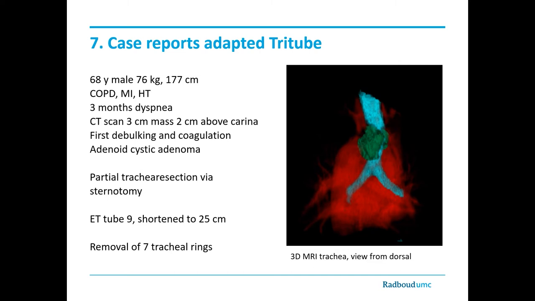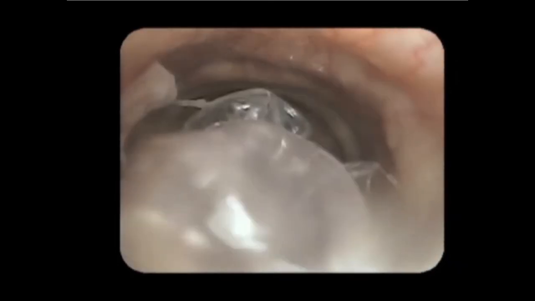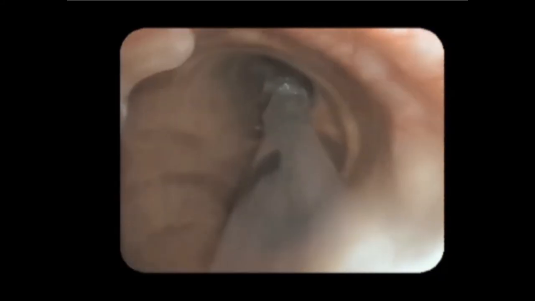First, we put a tube number 9 in, and we shorten this one to 25 centimeters. Then a Tritube with a reduced cuff is inserted. This is the video of the placement of the Tritube. First, it is at the proximal end of the tube, and then the lesion in the distal trachea is passed, and then it is positioned before the right main stem bronchus, but we want it to go to the left main bronchus. We have to manipulate the tube and push the throat exteriorly to the right, and then the Tritube slides into the left main bronchus. After anastomosis is done, there is a good bronchoscopic view of the sutures.